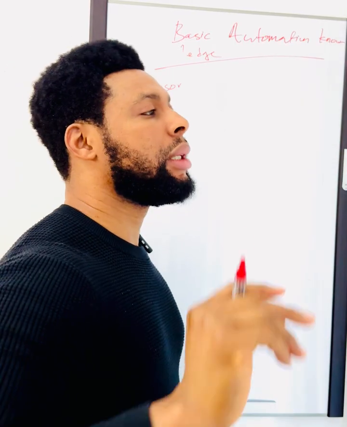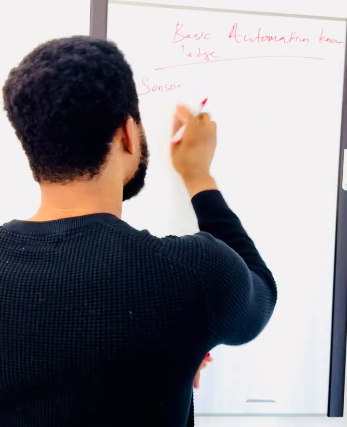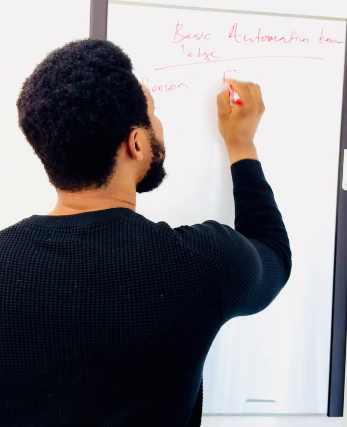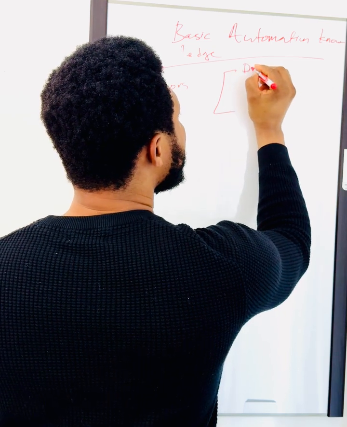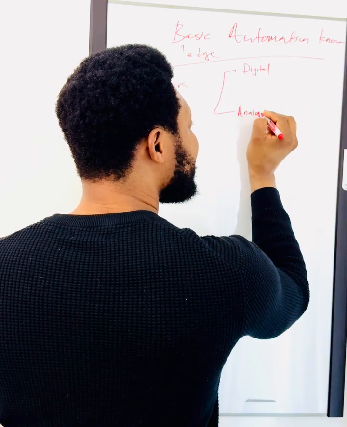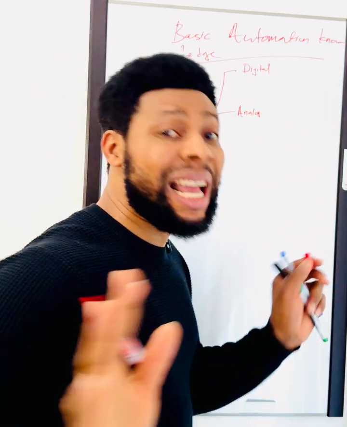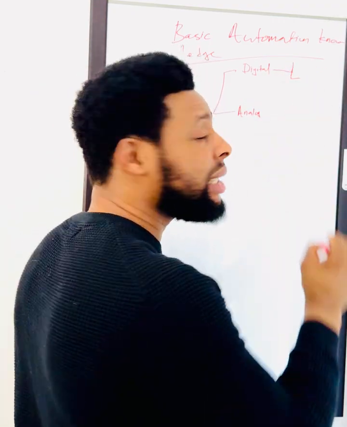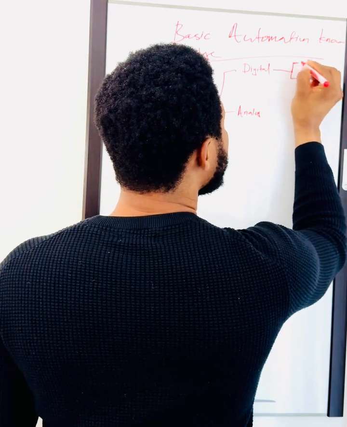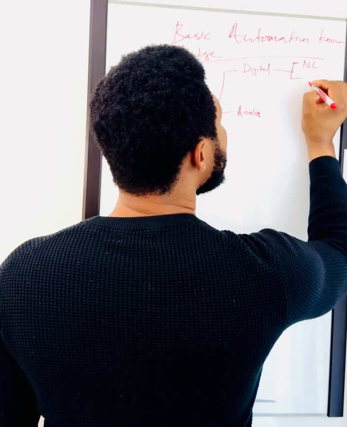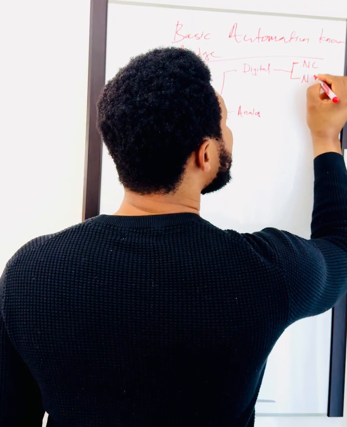So, basically, there are two categories of sensors. Don't overthink it. Sensors, you may have 100 sensors, but just two categories. You have the digital and you have the analog. This is just the two types. Under this digital, you have two again. It's either normally closed or normally open.